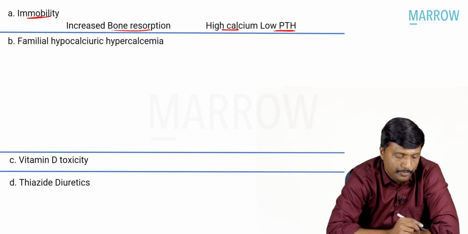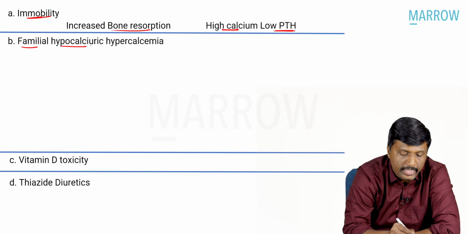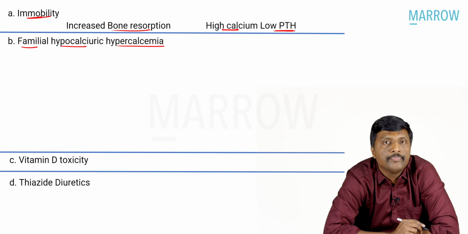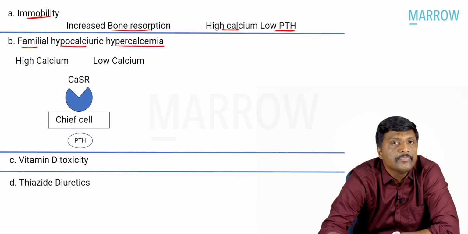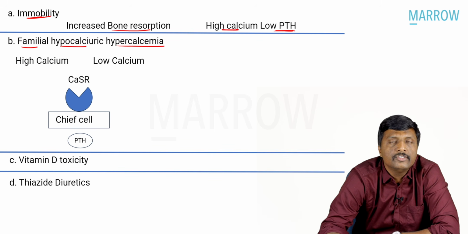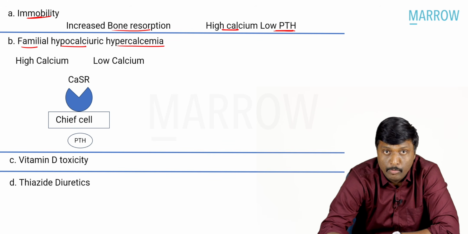Low parathormone. Familial hypocalciuric hypercalcemia. See guys, in the parathyroid gland, we have chief cells, correct? These chief cells store and release parathormone.